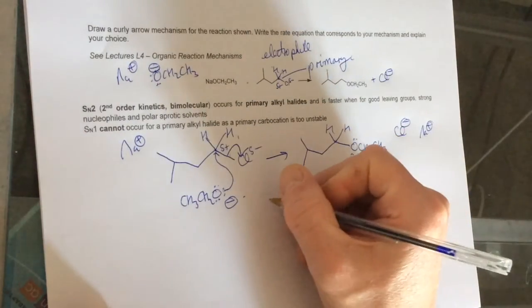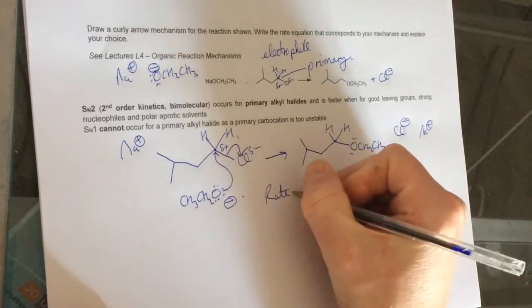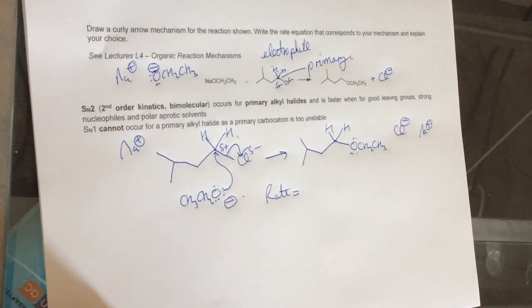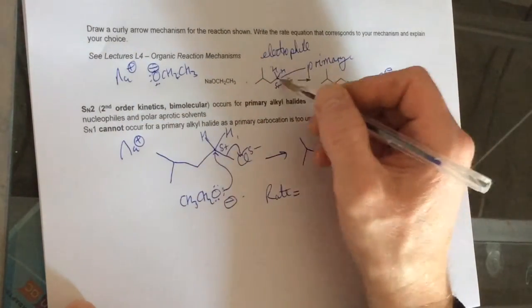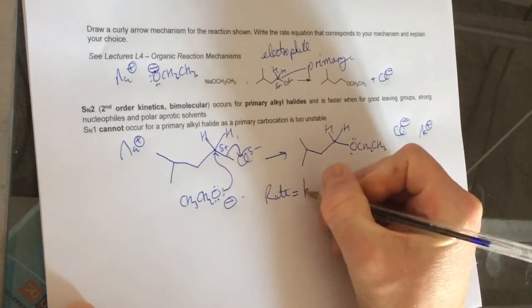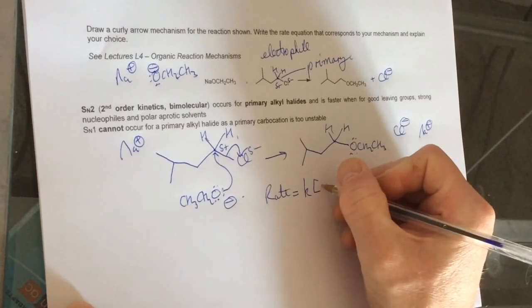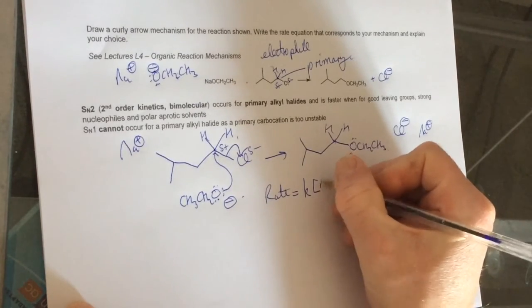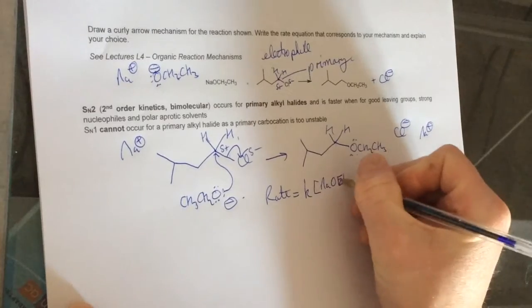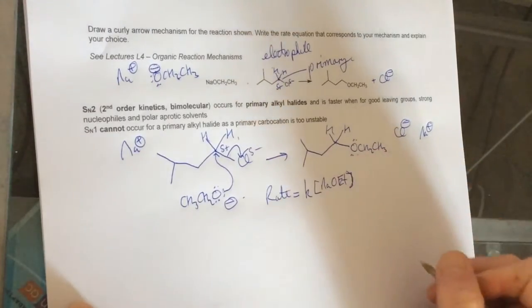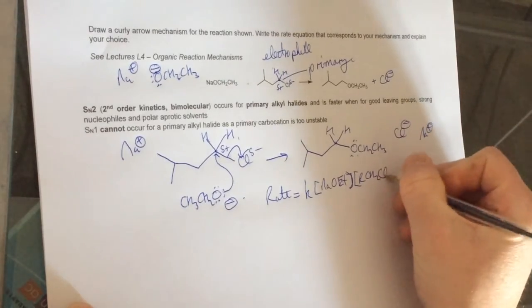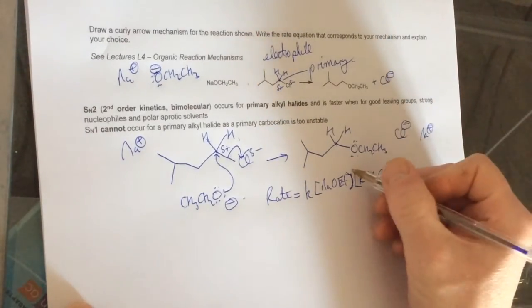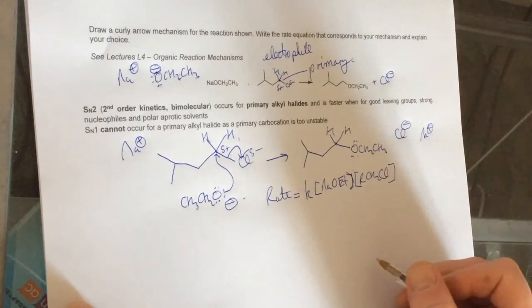So what is the rate equation? It's a bimolecular process, so it's going to involve two things, both the nucleophile and the electrophile. So rate is going to be k times the nucleophile, and we'll just call the electrophile RCH2Cl. So it's second order: to the power 1, to the power 1, adds up to be to the power 2.